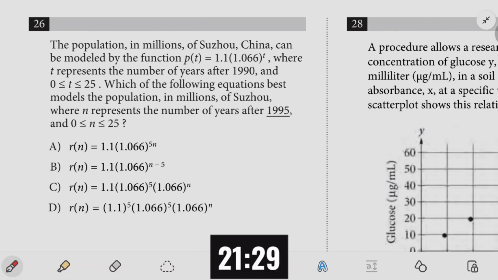The population in millions of Suzhou, China can be modeled by a function P(t), where t represents the number of years after 1990. Which of the following equations best models the population in Suzhou after 1995?